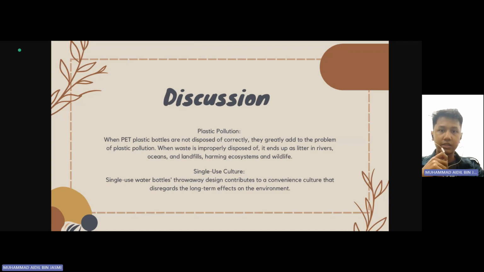Okay, the last one is the single-use culture. Single-use water bottle throwaway design contributes to a convenience culture that disregards the long-term effect on the environment.